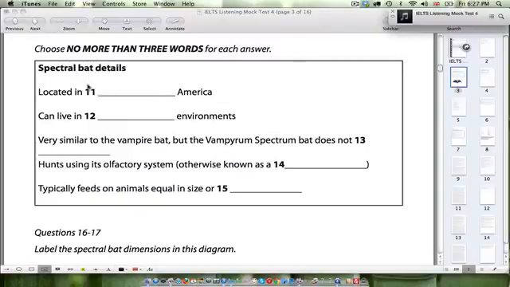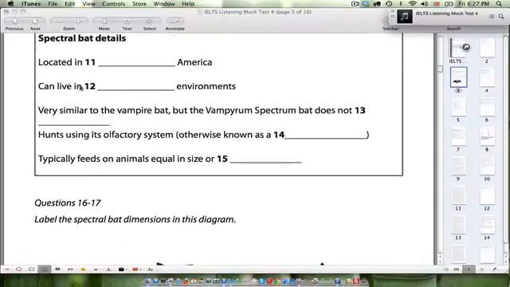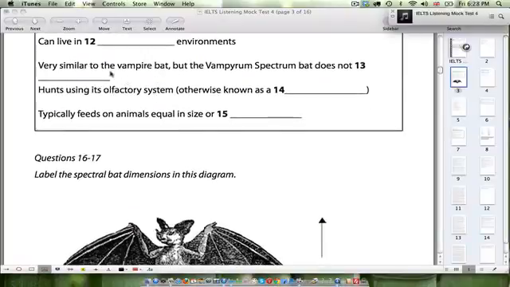Spectral bat details. Okay, listening to information about an animal located somewhere in America. Can live in, okay, probably a climate, something like that. Very similar to the vampire bat, but the vampire spectrum bat does not, probably a verb. Hunts using its olfactory system, otherwise known as, okay, keyword here, this will appear in the listening, olfactory. Typically feeds on animals, or... Section 2. You will hear a nature discussion about the spectral bat.